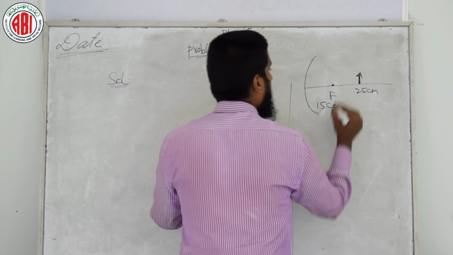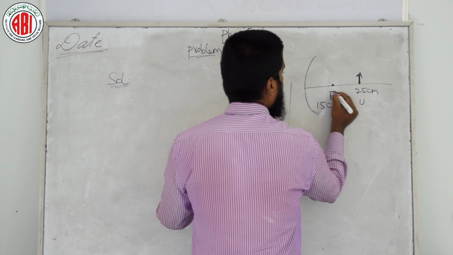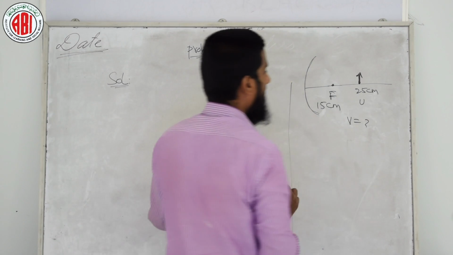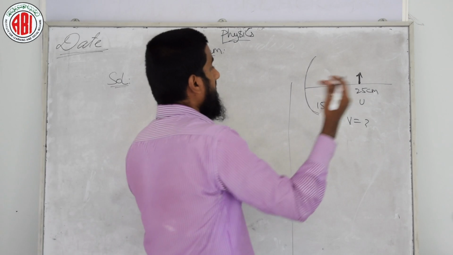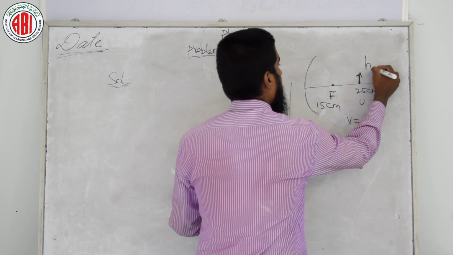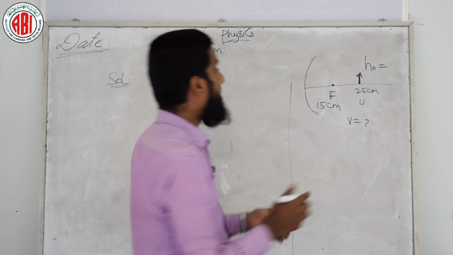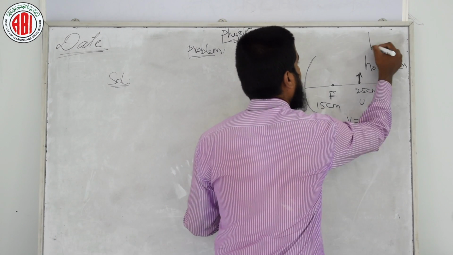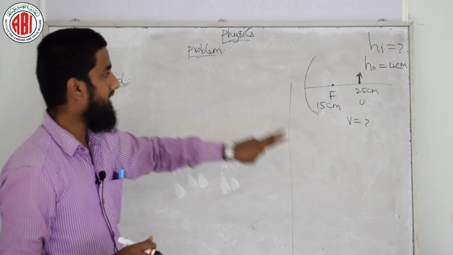You can see that 25 centimeter is u. f is given, u is given. We need to find v. v is equal to how much? As well as what is given in the question, the height of the object, ho, is given as 4 centimeter. So we need to find one more thing, hi. So we need to find two things, hi and v.